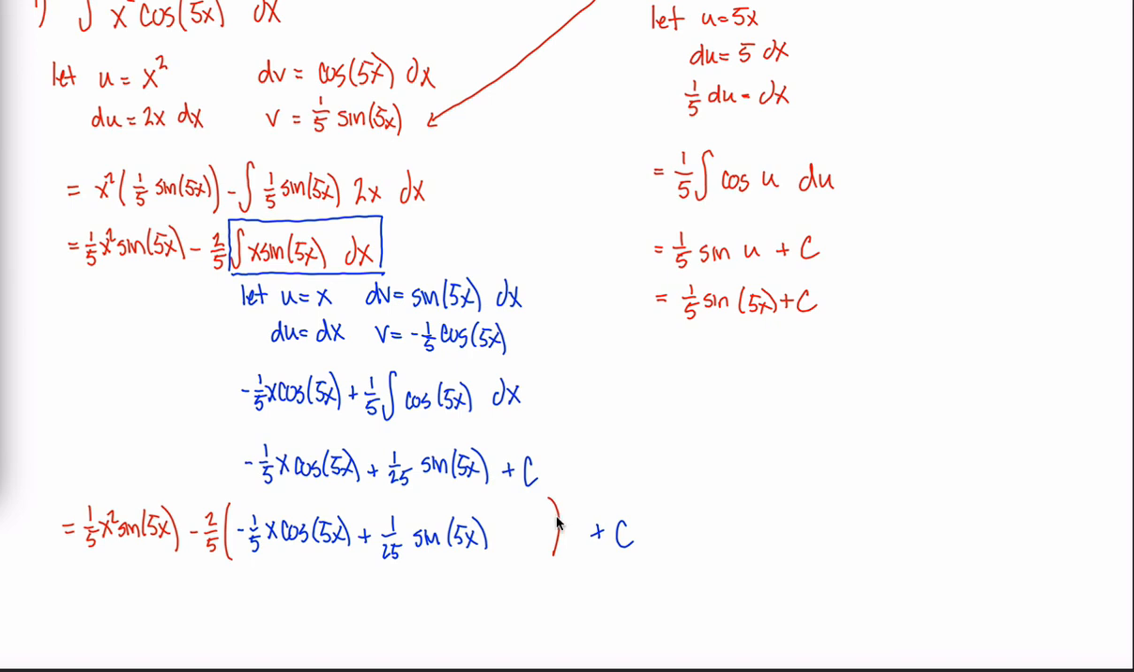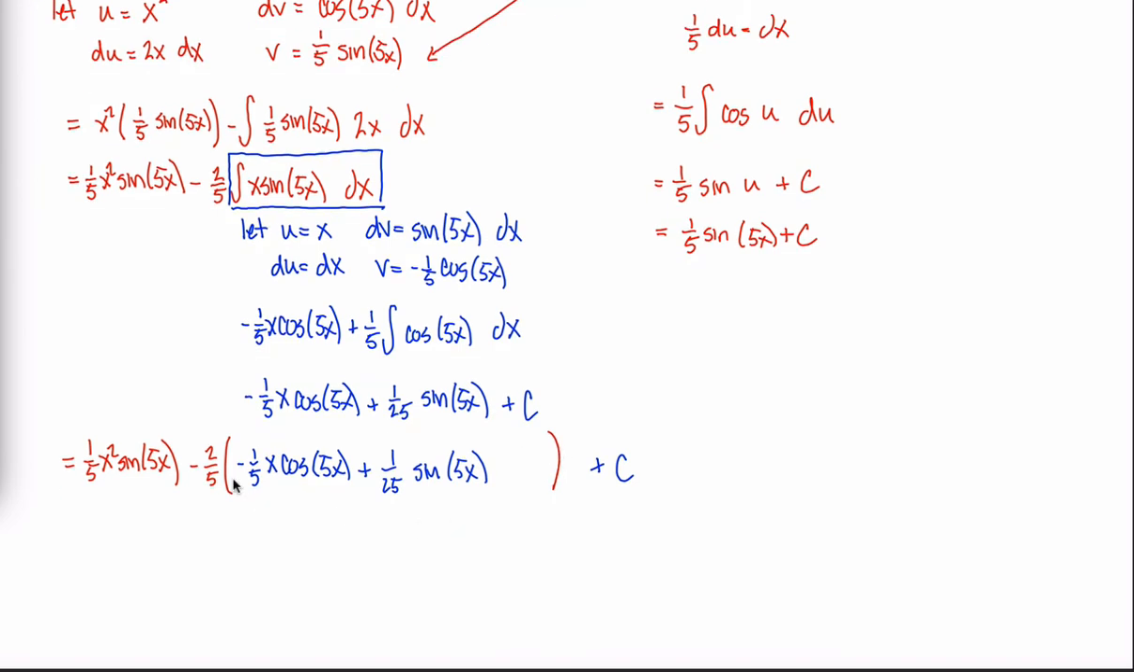You're totally done here. But I think most people would not leave their answer there. It kind of looks weird to have this negative 2/5 and then also have these coefficients in here. I think most people will take the negative 2/5 and distribute it into the parentheses. If you want to do that, you can, and I'll write what that looks like.